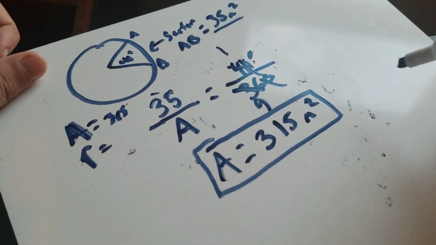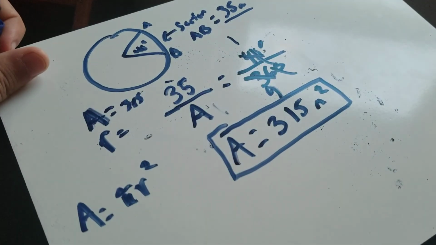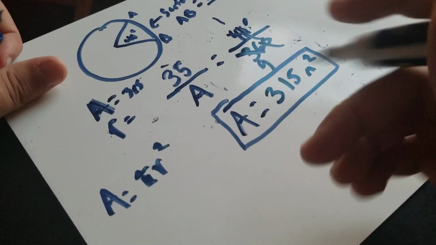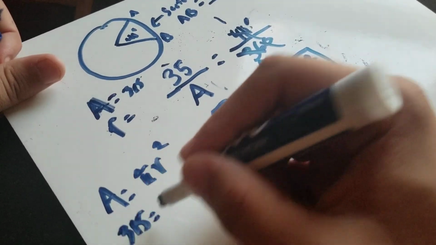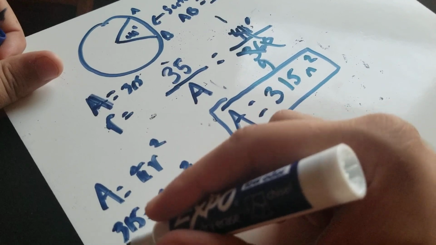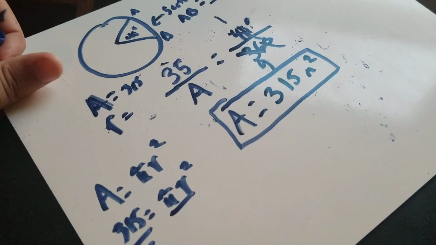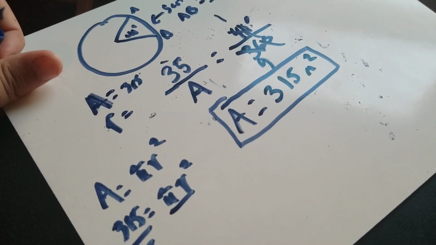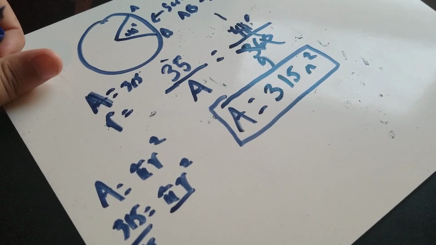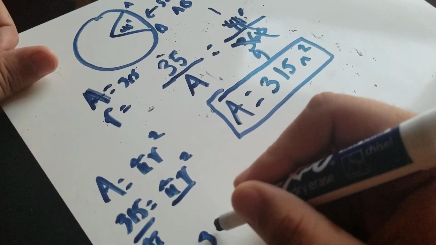Okay, well, we know the formula for area. Area equals pi r squared. So let's find the radius. So 315 equals pi r squared. I'm going to divide by pi first. This should be about 100, or it's going to be very close to 100, I imagine. So what is this, 315 divided by 3.14? Like I said, it's really close to 100, 100.32.